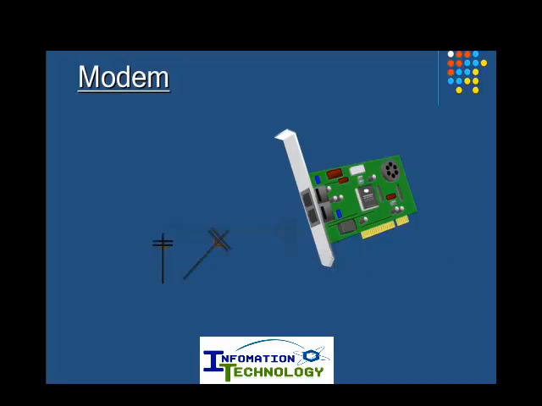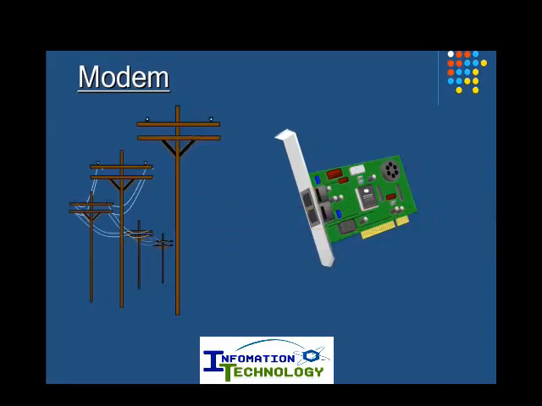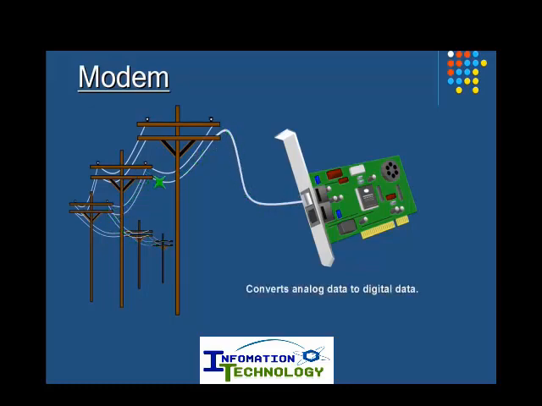A modem is a device that allows a computer to transmit data over normal telephone lines. The data coming in from the telephone lines is analog. However, the data in a computer is all digital. So when the analog data comes in from the telephone lines, the modem's job is to convert it to a digital form so the computer can understand it. So that's basically what a modem does. It converts analog data to digital data. The maximum speed of most modems today is 56 kbps.